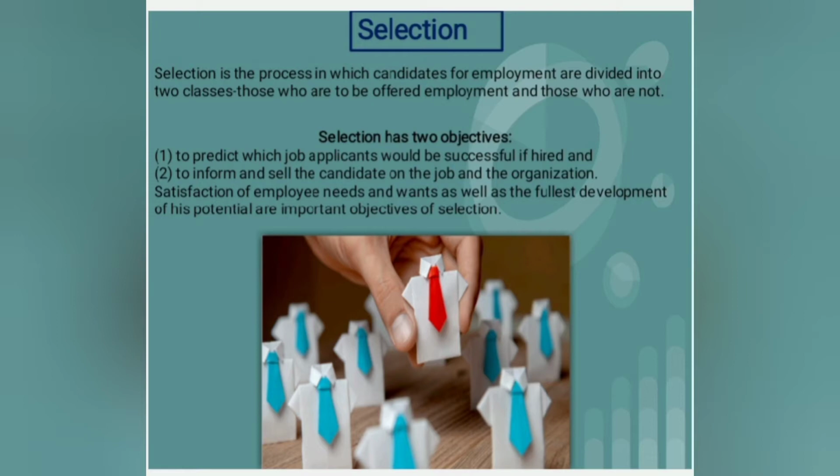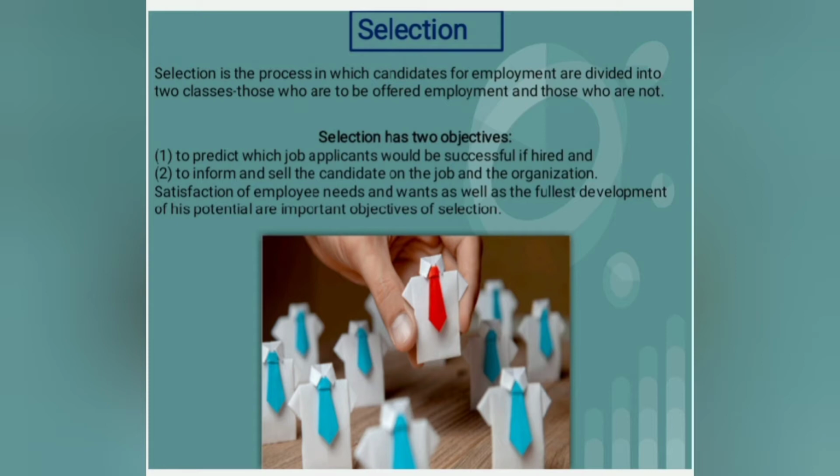Selection has two main objectives. The first is to test whether the candidate will be successful if he is hired. The next main objective of the selection process is to inform and sell the candidate on the job and the organization. We will select the right candidate who has the right capabilities so that he will participate in the improvement of the organization for the success of the organization.